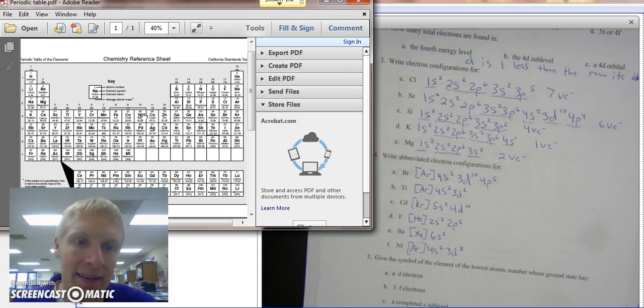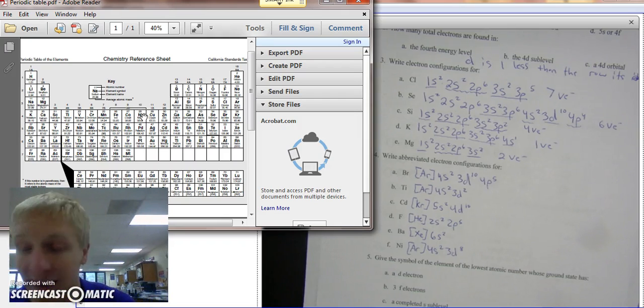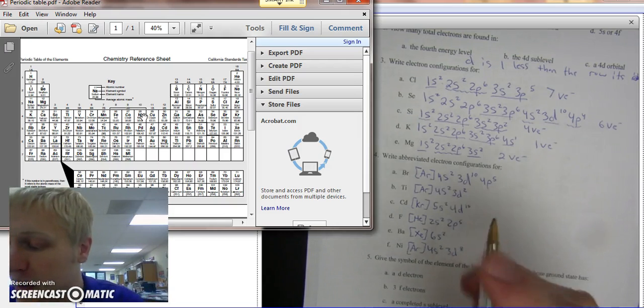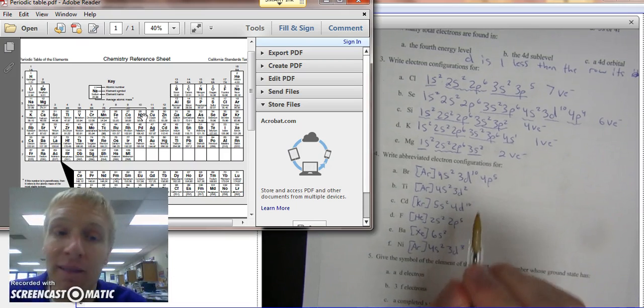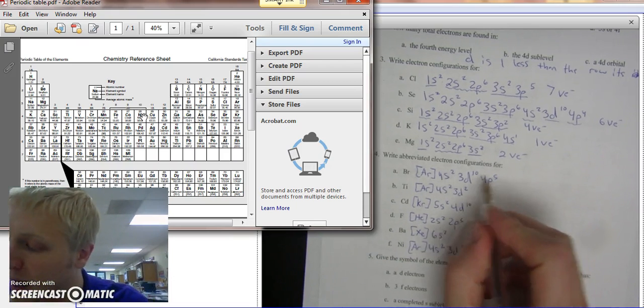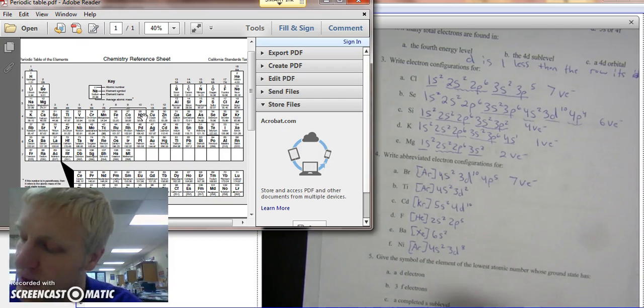Alright, and that is noble gas notation, but I wanted to add one last thing, and that's counting the valence electrons. Valence electrons are those furthest out electrons, outermost electrons, electrons involved in bonding for chemical reactions. So here we have 4s, 3d, 4p. Looks like 4 is the outer energy level, so 5 plus 2 is 7 valence electrons.